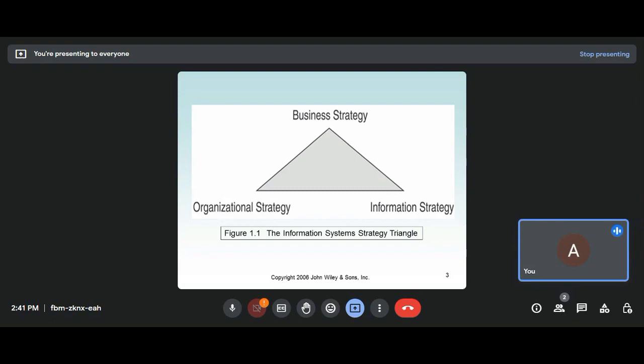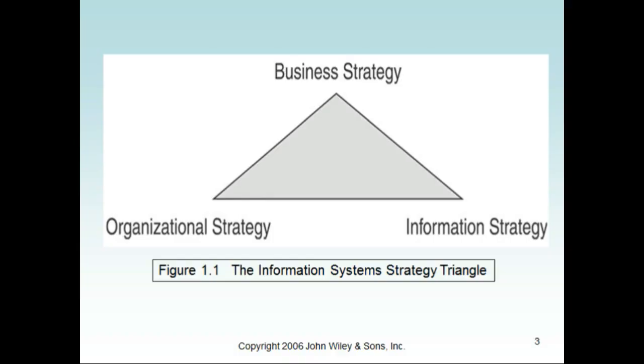First, we have business strategy. This refers to the plan that the company follows to achieve its overall business objectives. It includes elements such as the company's competition, position, target markets, product or service offerings, and financial goals. Organizational strategy. This refers to the plan that an organization follows to achieve its goals and objectives. It includes elements such as the organizational structure, culture, and processes.